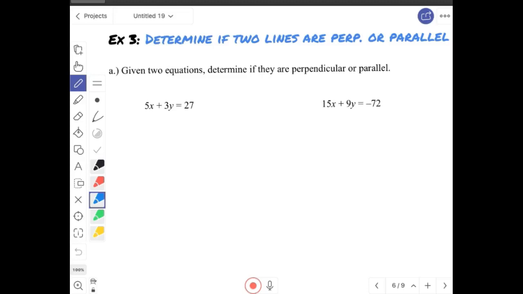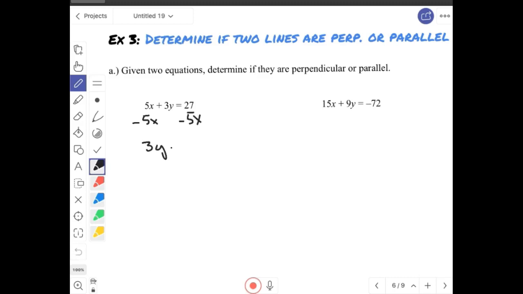Okay, now in the second part of our lesson, we're going to be looking at two different equations and determining the relationship between the two that they give us. So we want to know if these two things are either going to be perpendicular, parallel, or maybe neither. So the best way to do that is to change both of them so that they're in slope-intercept form. So again, we're just solving for y.